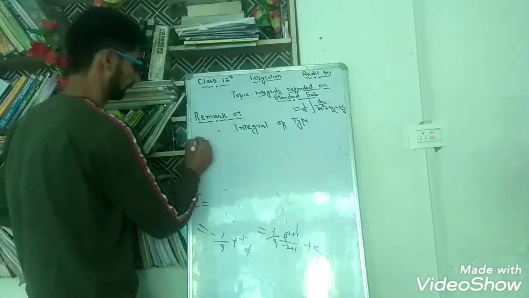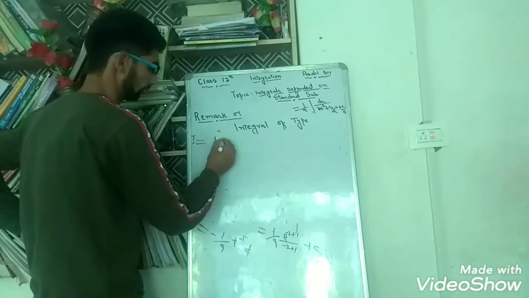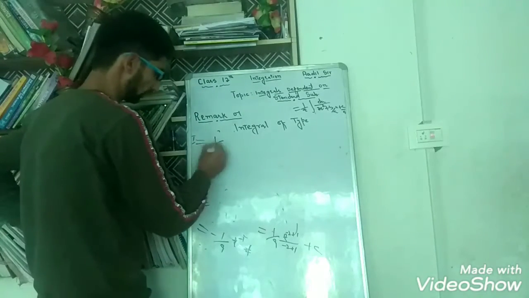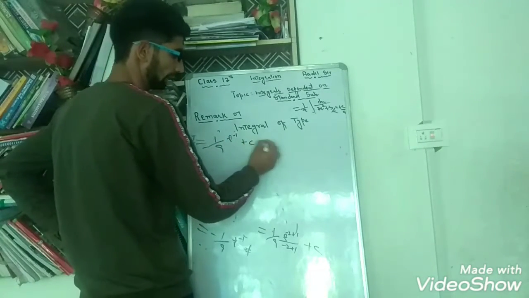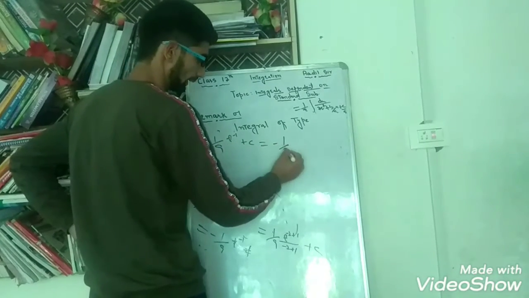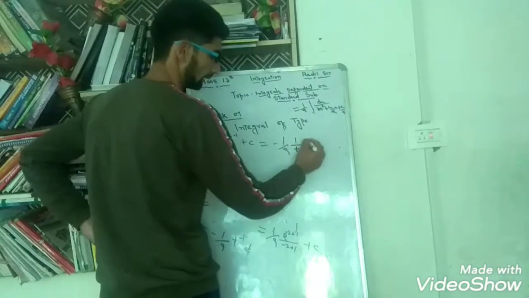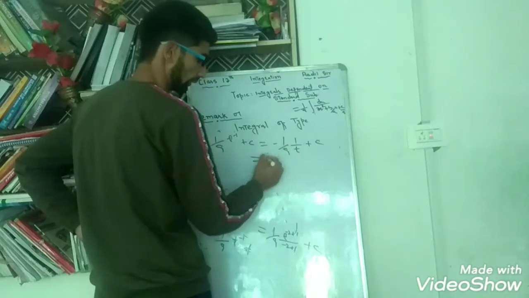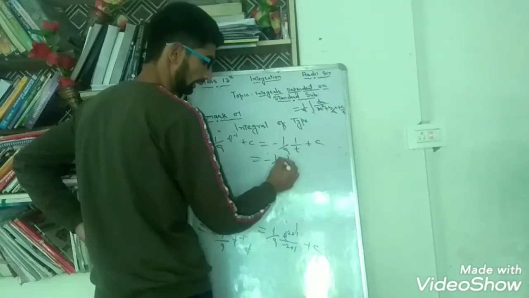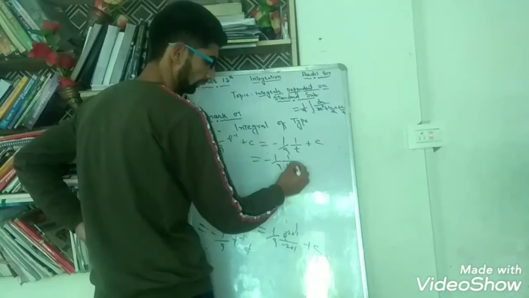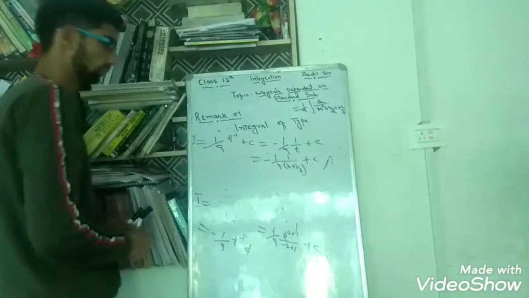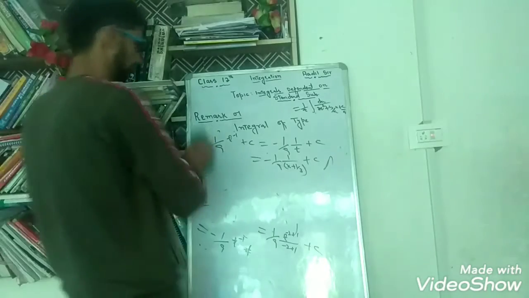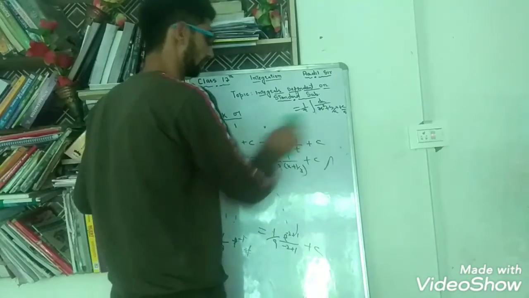Now we are getting I equal to minus 1 divided by 9 times t to the power minus 1, plus c, which is equal to minus 1 divided by 9 times 1 divided by t, plus c. But we know that we have taken t as x plus 1 divided by 3, so it will be 1 divided by x plus 1 divided by 3, plus c. This is our answer to this. So it was a simple example for this method that we discussed in the first remark.